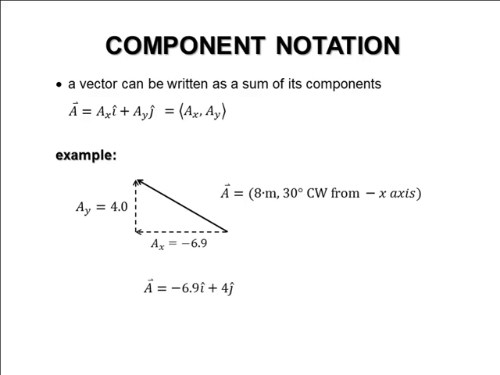A is equal to negative 6.9 I hat plus 4 j hat. Writing it like this is basically a description of how to construct the vector. You go 6.9 units in the negative x direction, and then you go 4 units in the y direction. You actually literally draw those out and add them together using that graphical method. That allows us to reconstruct the original vector. Of course, you could also write it with brackets like this.